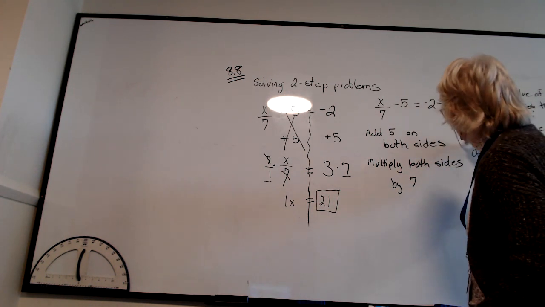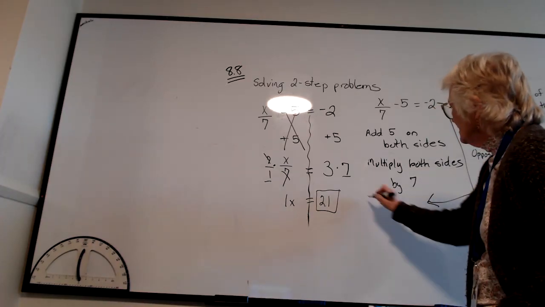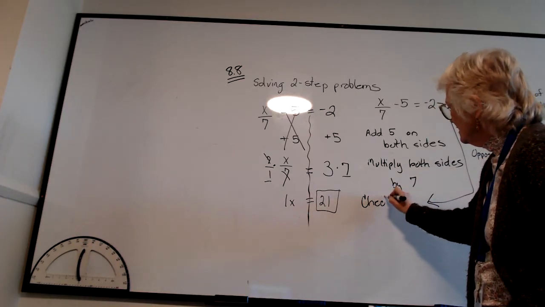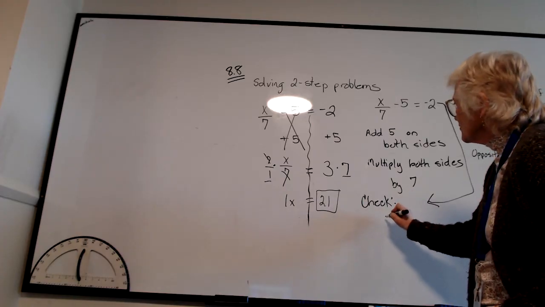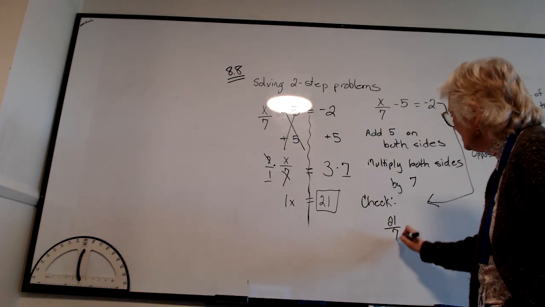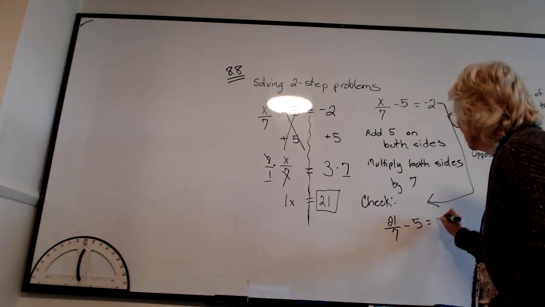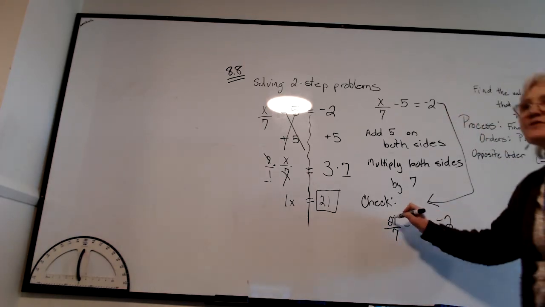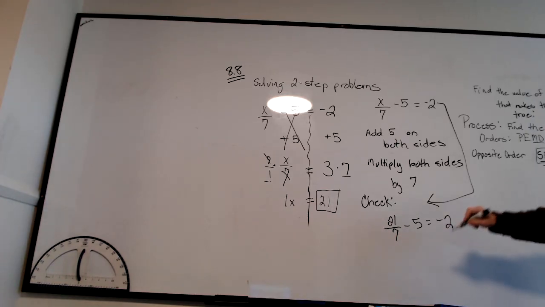Now we're checking. This is the check. So I know that x is 21, so I'm going to say 21 over 7 minus 5 equals negative 2. If this is correct, it will make that equation true.